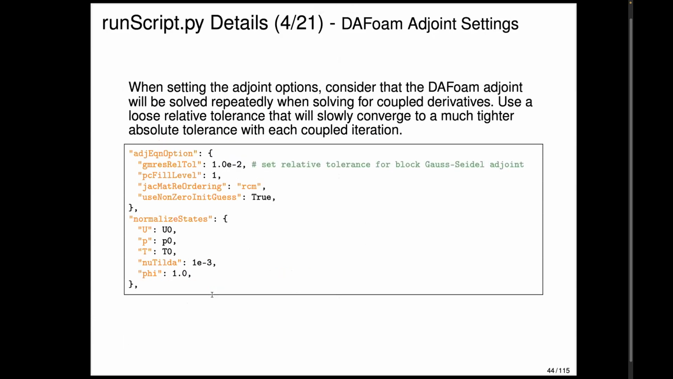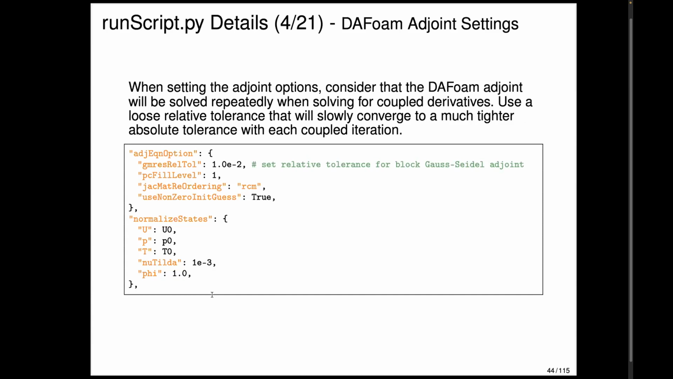The adjoint equation options and state normalization are very similar as well. So these are some typical options that you might use, PC fill level or jacmat reordering. There are two here that are important. The first one is GMRES relative tolerance. How this normally works is DAFoam will compute the adjoint a single time for aerodynamic optimization. So you'll compute your gradients, you want to converge this to something very tight, for example, all the way down to 1e minus 8, if not even further.